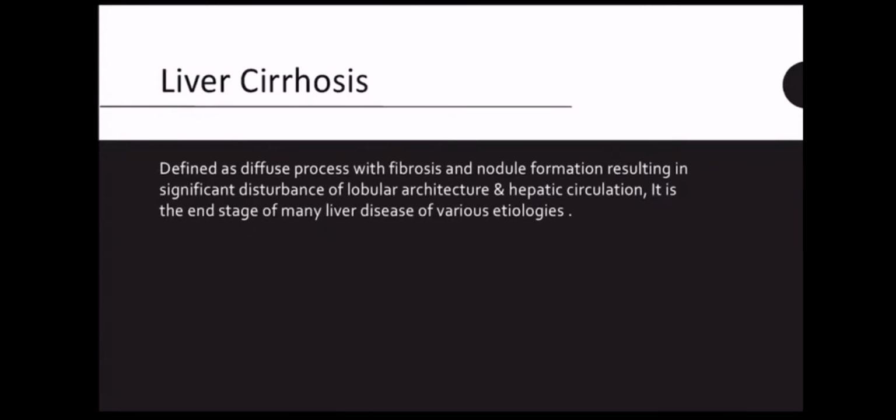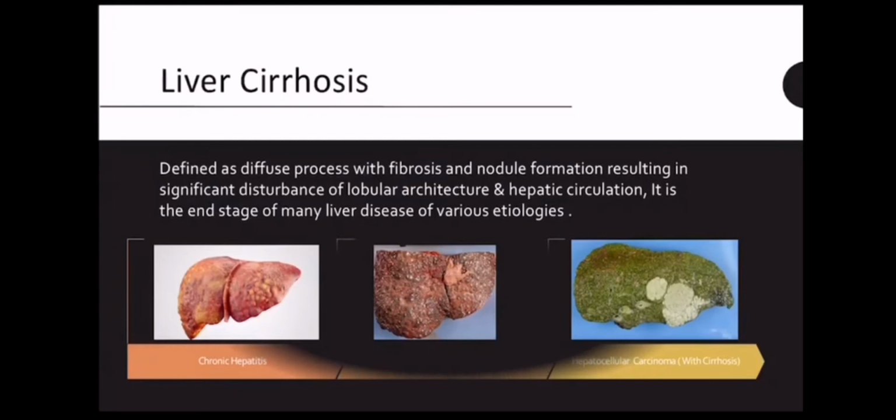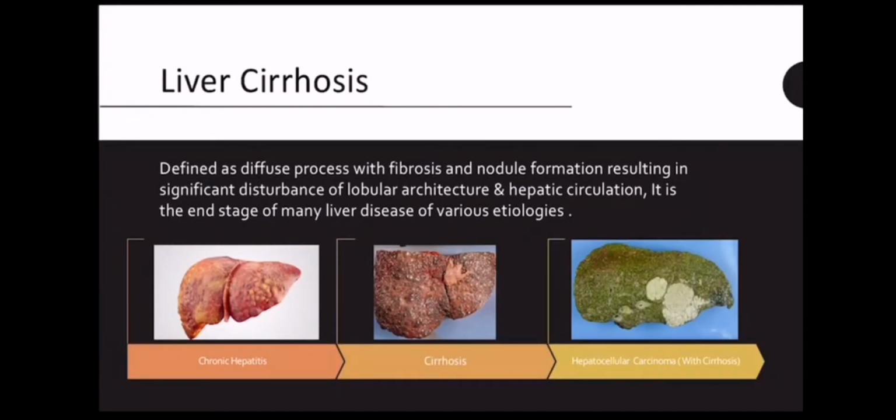We start with the definition of liver cirrhosis. What is the meaning of liver cirrhosis? Liver cirrhosis is defined as a diffuse process with fibrosis and nodular formation, resulting in significant disturbance of lobular architecture and hepatic circulation. It is the end stage of many liver diseases of viral etiology. Now, what is the pathogenesis of liver cirrhosis?